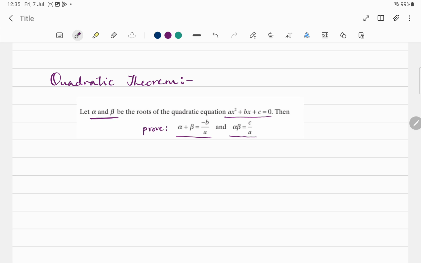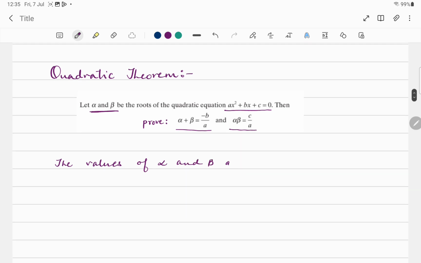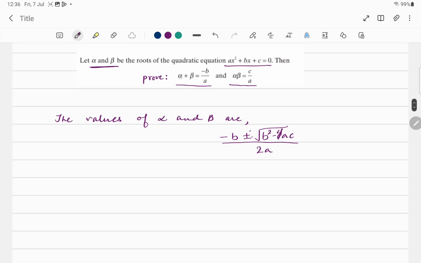Okay, so let's start with alpha plus beta. Because they are roots, we know that with the use of that formula we can find the values of alpha and beta. So they are minus b plus minus square root of b square minus 4ac over 2a. So alpha could be with the positive value, beta could be with the negative value in it, right? Hence, we are trying to find alpha plus beta.